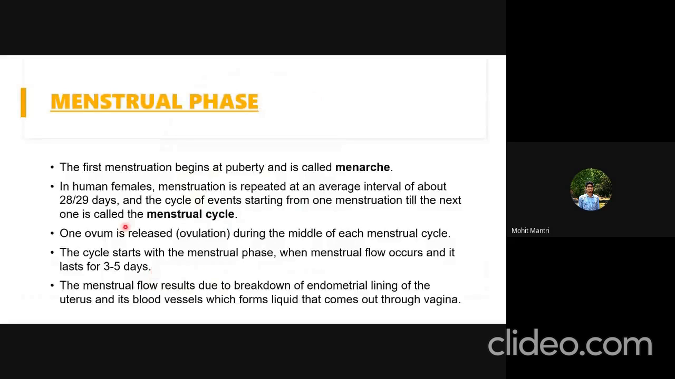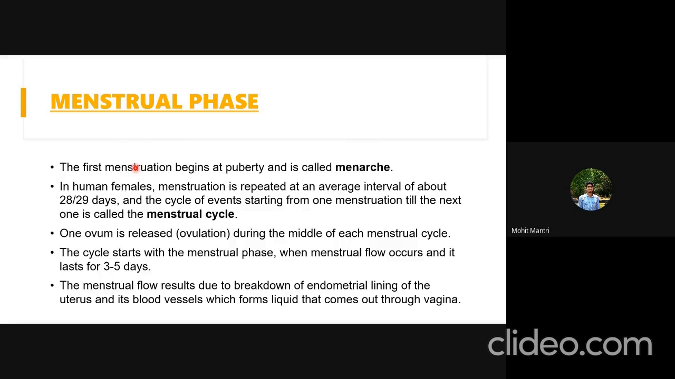The first phase is the menstrual phase, and the first menstruation begins at puberty, and the first menstruation is also known as menarche. And in females, the menstrual cycle is repeated every 28 to 29 days, and the cycle of events which starts from one menstruation to the next menstruation is known as the menstrual cycle. Now, one ovum is released during the middle of each menstrual cycle, which is known as ovulation. So the menstrual phase begins.